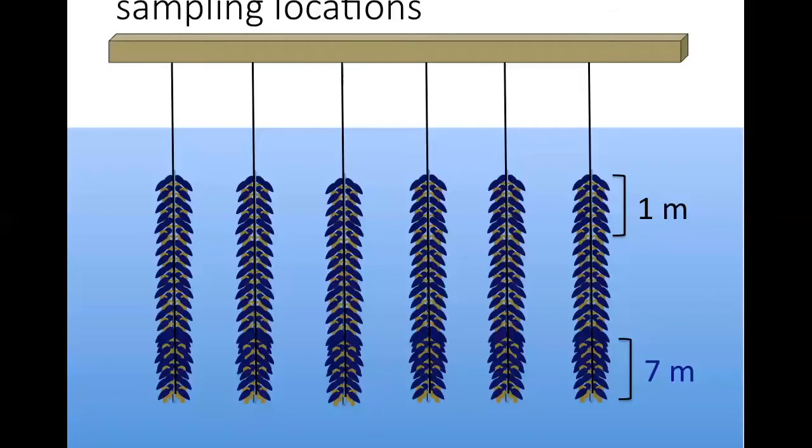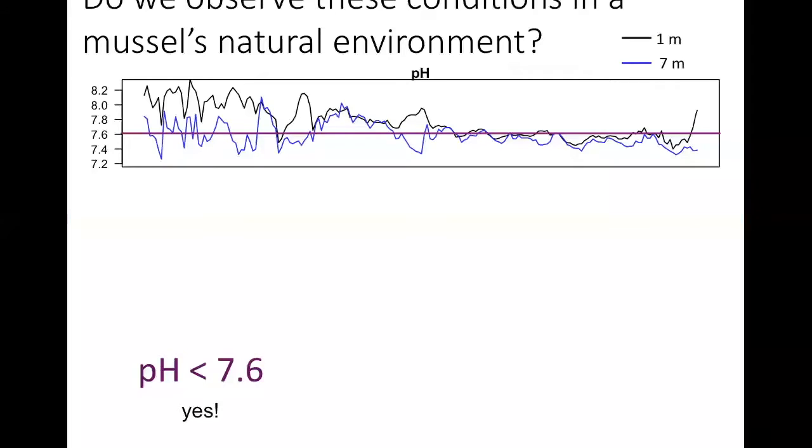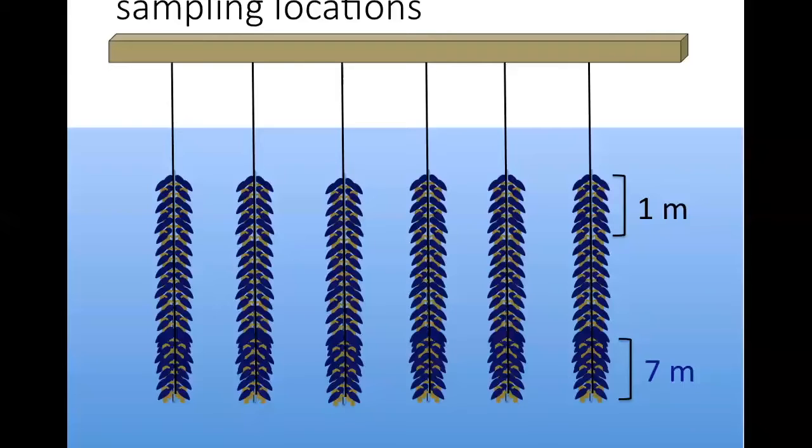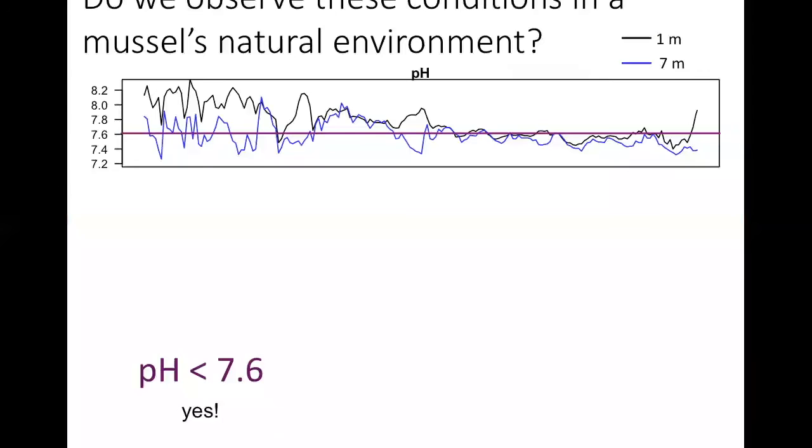and measured water conditions. So if you think about a mussel line hanging vertically in the water, we wanted to know, is there a difference between what the mussels at the top of the line and the bottom of the line see, and what parts are reaching over those temperature and pH thresholds that we've noticed in our lab studies.